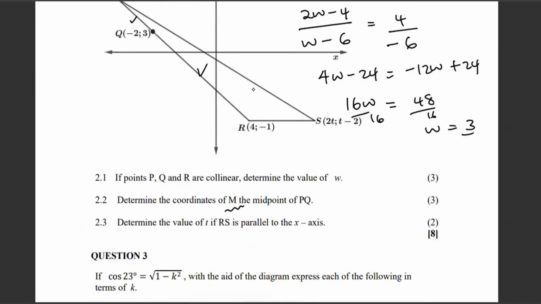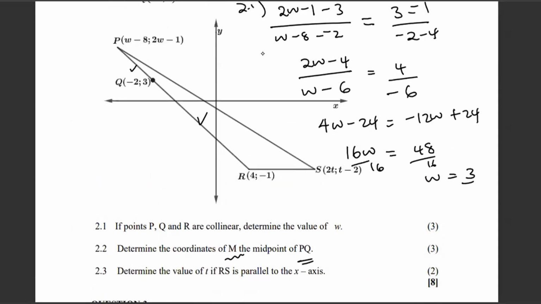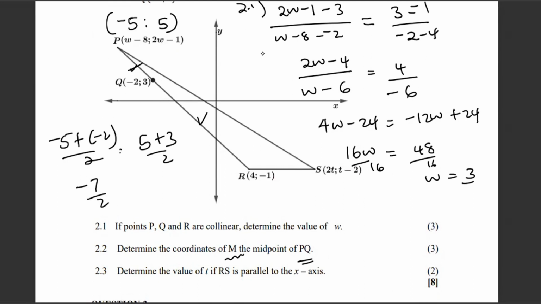Then they want us to get the coordinates of M, which is the midpoint of PQ. So if W is a 3, then this is going to be negative 5. That is 6 minus 1, which is a 5. Okay, they want us to get the midpoint. So it's going to be negative 5 plus a negative 2 divided by 2, and then 5 plus 3 divided by 2. So negative 7 over 2 with a 4. That is what I'm getting for my midpoint.